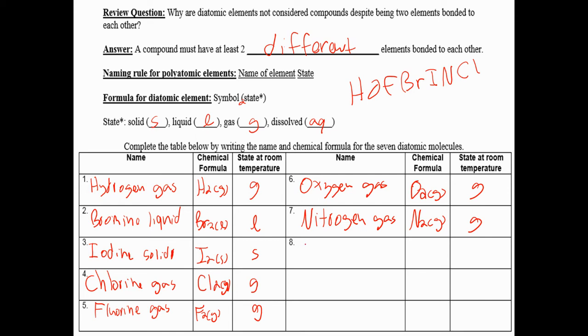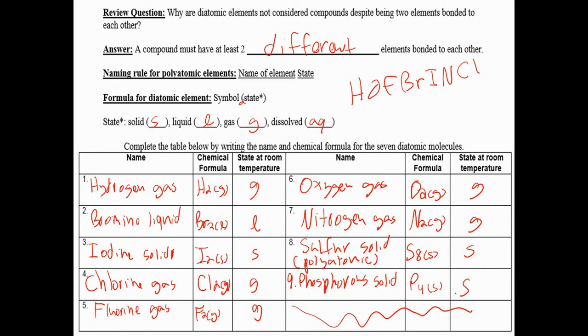So let's put sulfur, solid. So this one is a polyatomic as opposed to diatomic, but same concept. Sulfur by itself would exist as S8 solid. And then lastly, phosphorus, solid. Phosphorus by itself would exist as P4 solid.